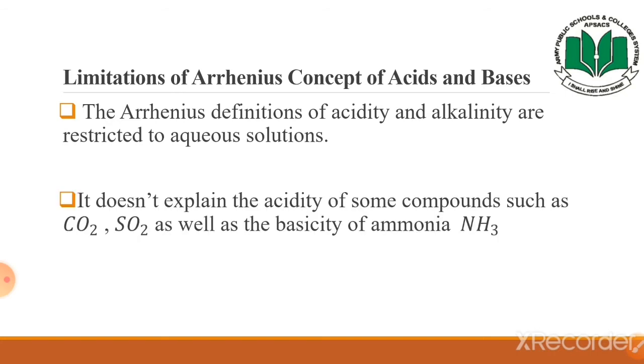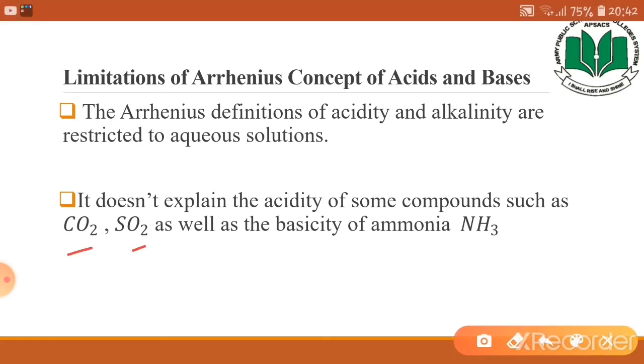The second limitation of Arrhenius concepts of acids and bases is that it doesn't explain the acidity of some compounds such as carbon dioxide and sulfur dioxide, as well as the basicity of ammonia. For acids, we read that there should be the generation of hydrogen ions. But for carbon dioxide and sulfur dioxide, we cannot predict that they would generate the hydrogen ion in the solution.